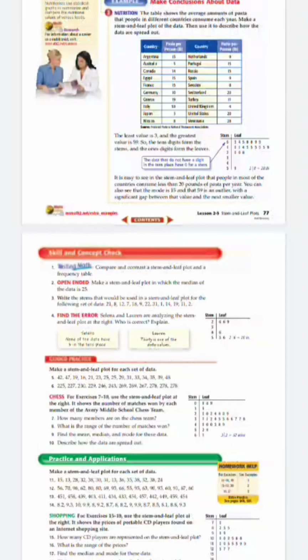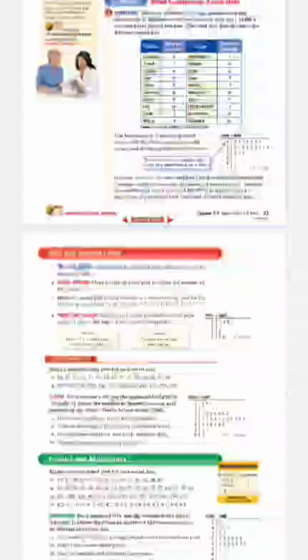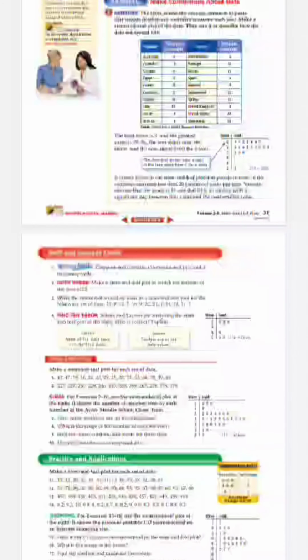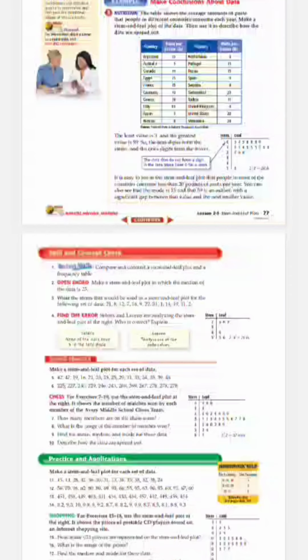It is easy to see in the stem and leaf plot that people in most of the countries consume less than 20 pounds of pasta per year. You can also see that the mode is 15 and that 59 is an outlier, with a significant gap between that value and the next smaller value.